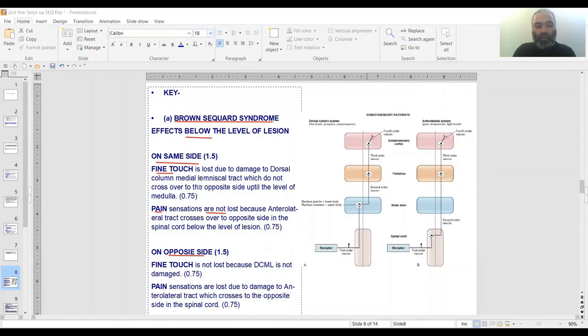However, on the opposite side, it's the mirror of what is discussed here. Fine touch is not lost because, again, the lesion is not here. Pain, however, is lost on this side. Okay, this I have mentioned.